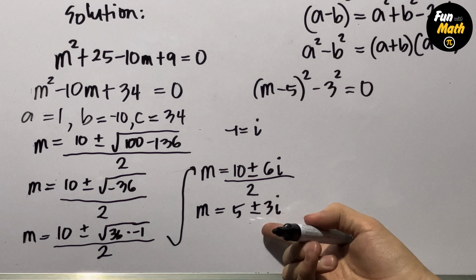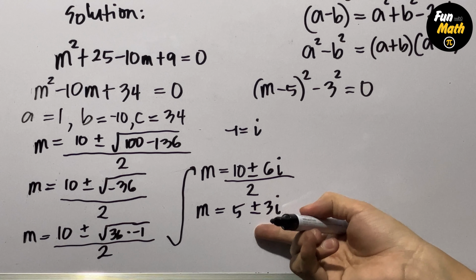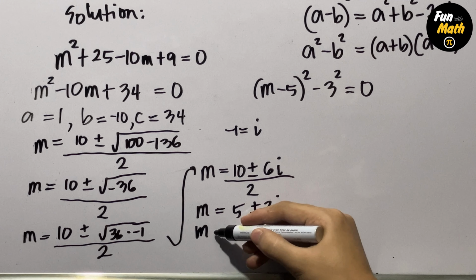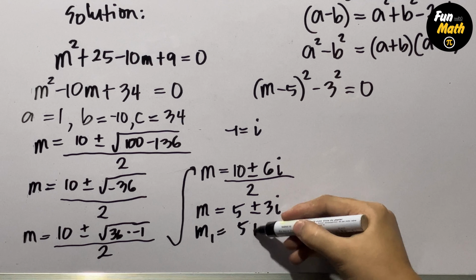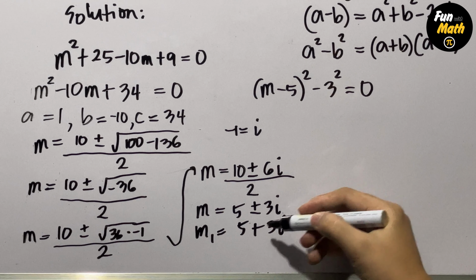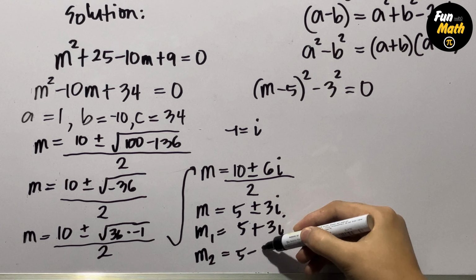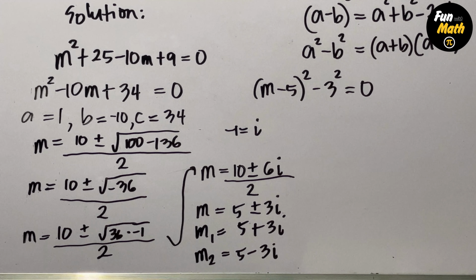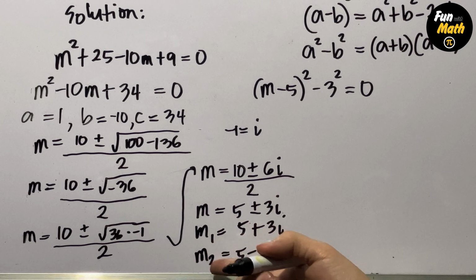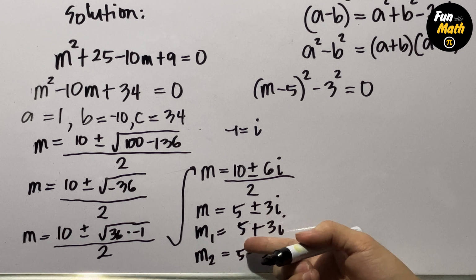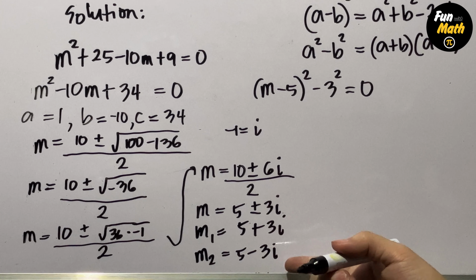So for this, since it's positive negative, we can have two answers. First is m sub 1 is equal to 5 plus 3i, and m sub 2 is equal to 5 minus 3i. So as of now, these are the two values of m. First is 5 plus 3i. Second one is 5 minus 3i.